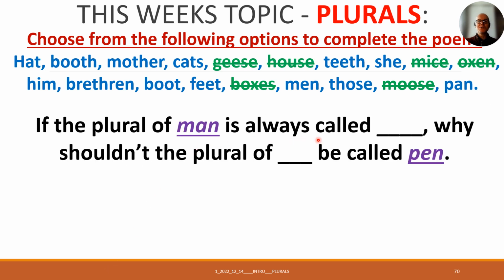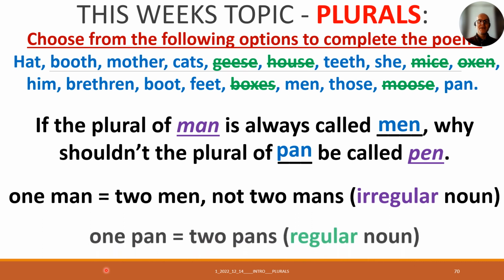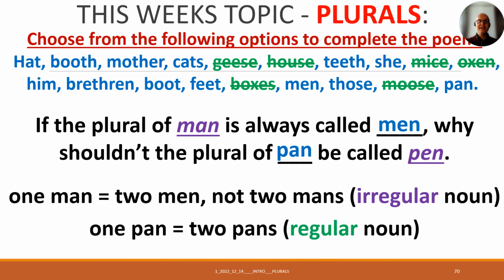If the plural of man is always called blank, why shouldn't the plural of blank be called pen? So what's the plural of man? Here's the words you've got left. It's men. But why shouldn't the plural of pan be called pen? So again, it's exposing that the rule for making the plural of man and pan is different. One man, two men. One pan, two pans.